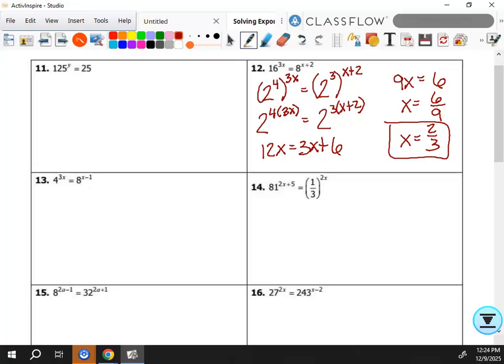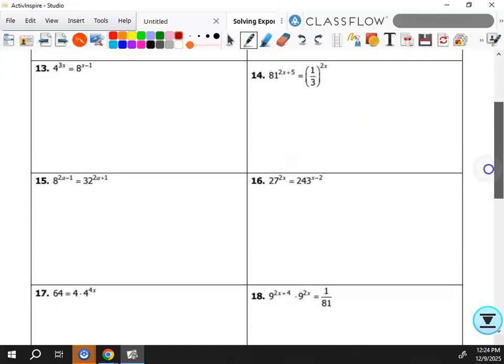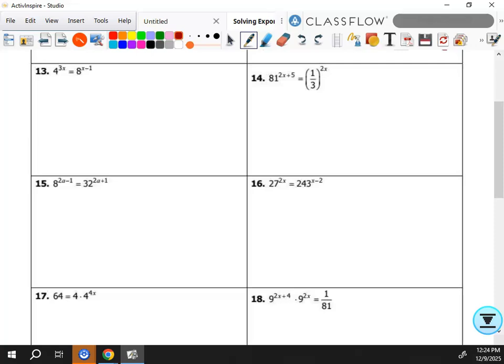Any questions at all? We good? All right, let's look at 14. What do you think we want to make our bases be? 3? 3 works. I could use 1/3, but I don't think I want to do that. I think 3 is a good idea. So 81 is 3 to what power? 3 times 3 is 9, times 3 is 27, 27 times 3 is 81.